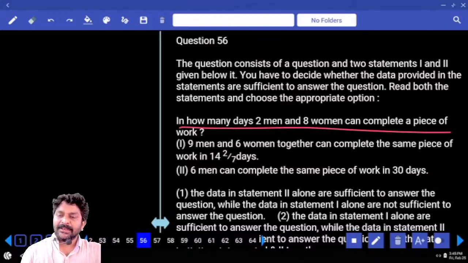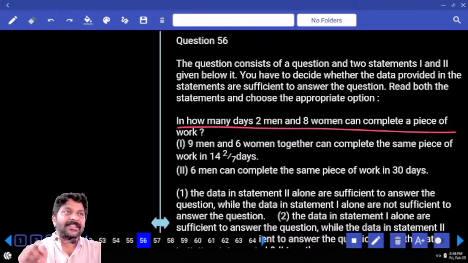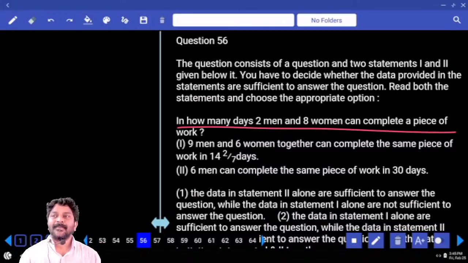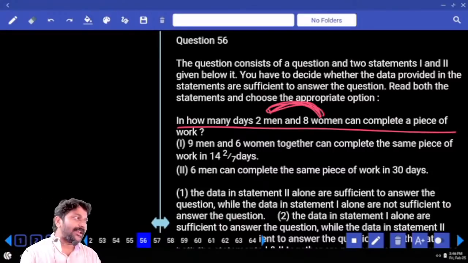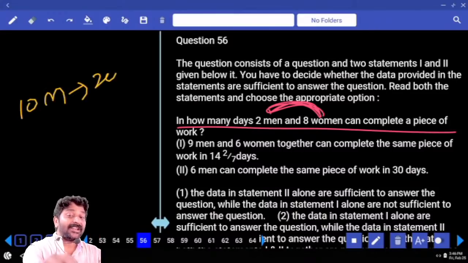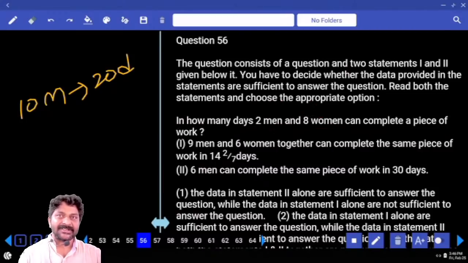So in how many days can 2 men and 8 women complete the piece of work? So what do you need to know to answer this question? First of all you need to know what is the total work. And at the same time you need to know the relation between men and women. You need to know both. To know the total work, for example, 10 members can complete the total work in 20 days. Along with this, the relation between men and women should also be known. If we know both, we get the answer, right?